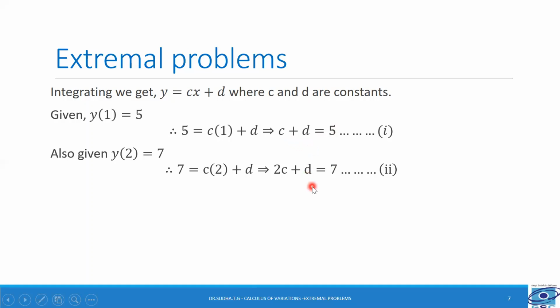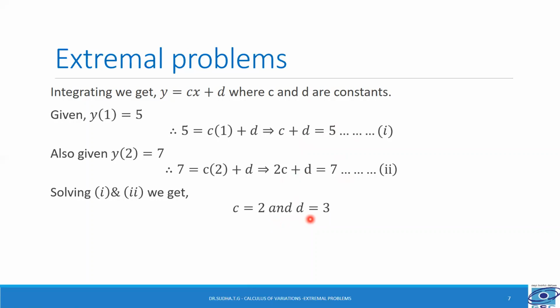So you can solve for c and d. When you subtract 1 from 2, you get c is equal to 2, and putting that value of c in one of the expressions, you get d is equal to 3. So we got the value of c to be 2 and d is equal to 3.